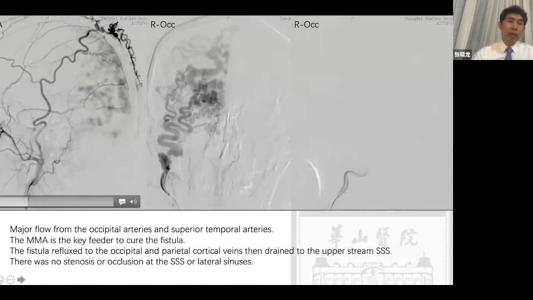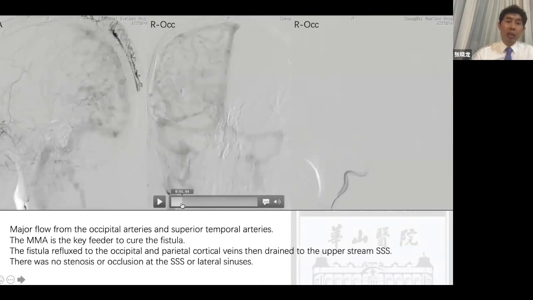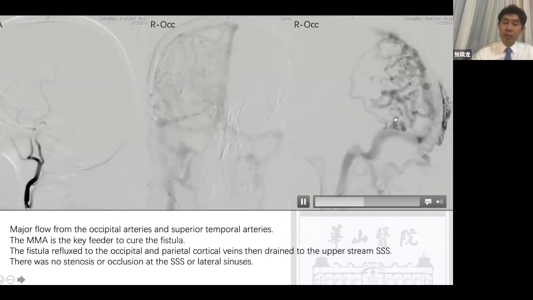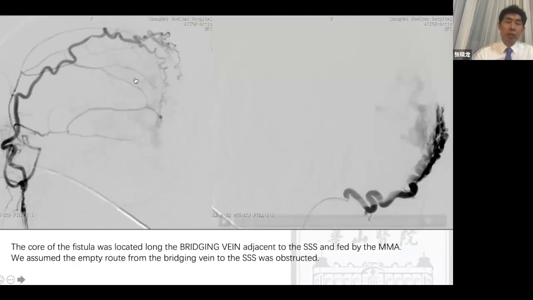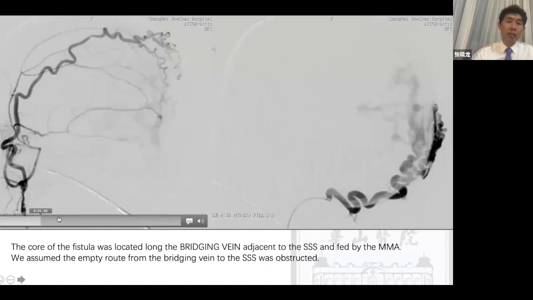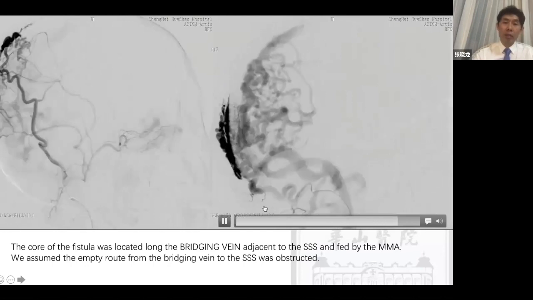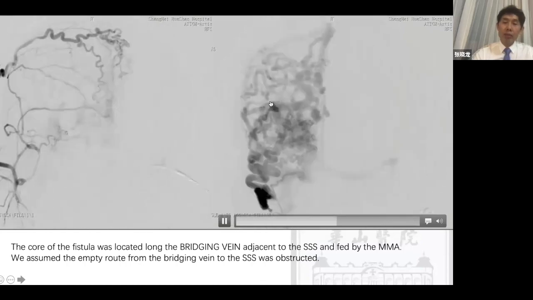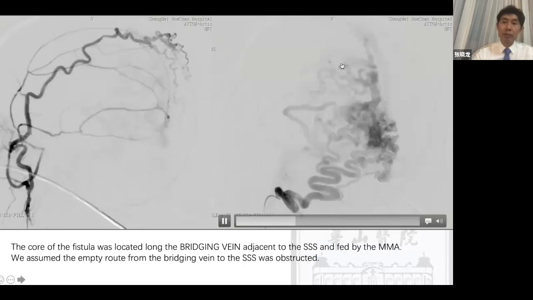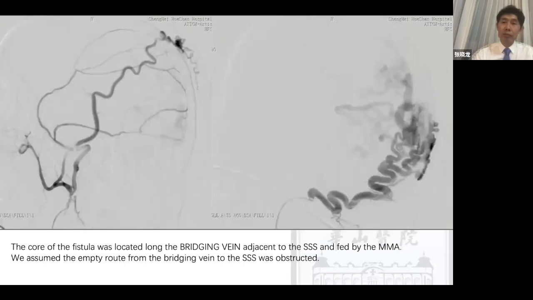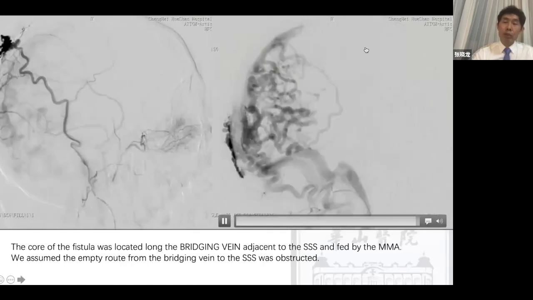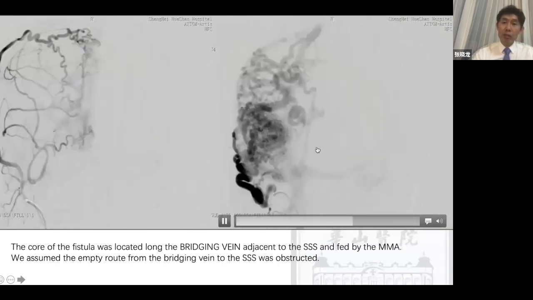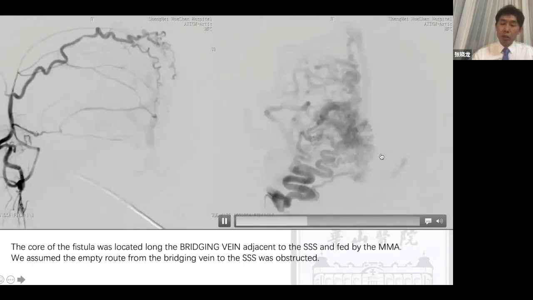And this is angiography from the right ECA and the right occipital artery angiography. The rotation of the right ECA, the rotation of the right occipital artery. And all of this is a reflux of the pure venous. But the superior sagittal sinus is very well. No stenosis and no occlusion.